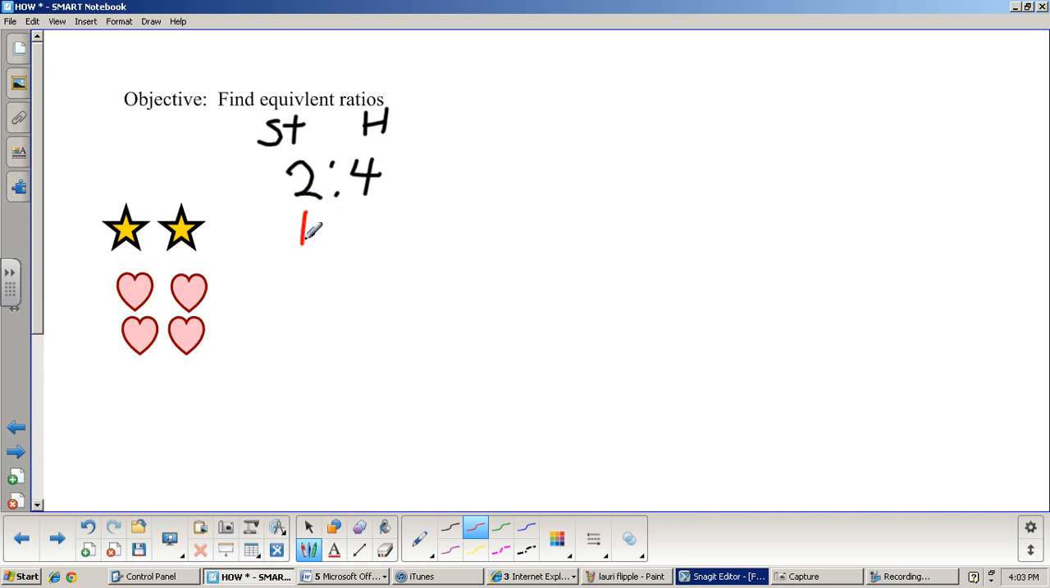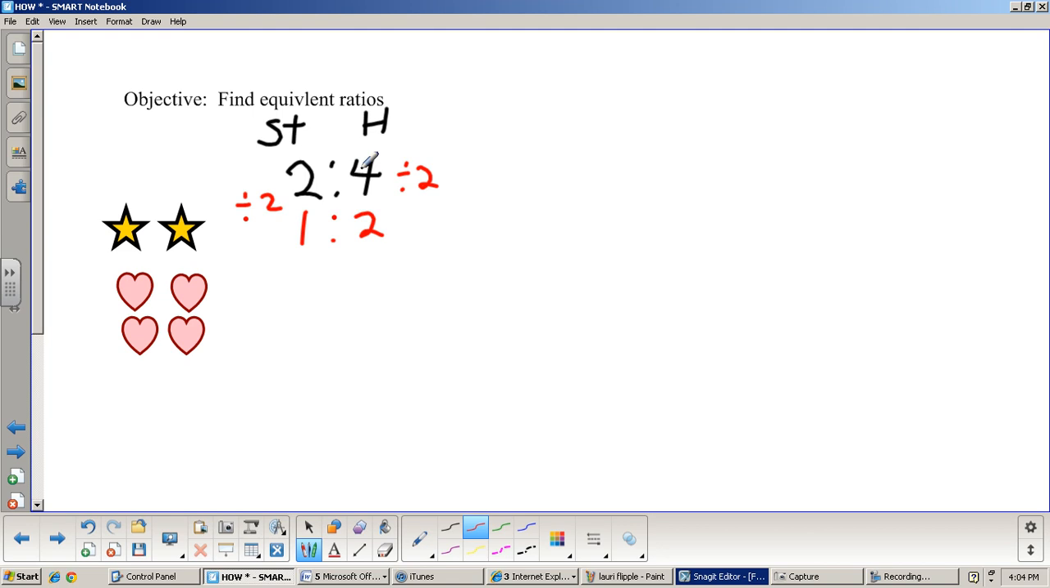Well, I have to think to myself then, what did I do to the 2 to make it a 1? And the answer is I divided by 2. So whatever I did on this side, I have to do the same operation to this side. 4 divided by 2 is 2. So this is an equivalent ratio. 1 to 2 and 2 to 4 are equivalent.